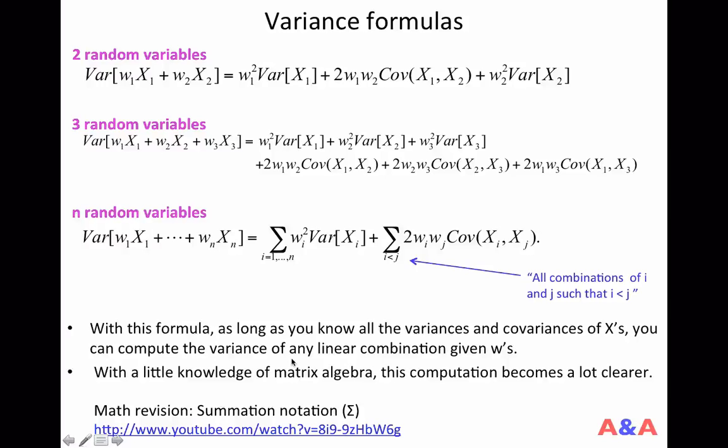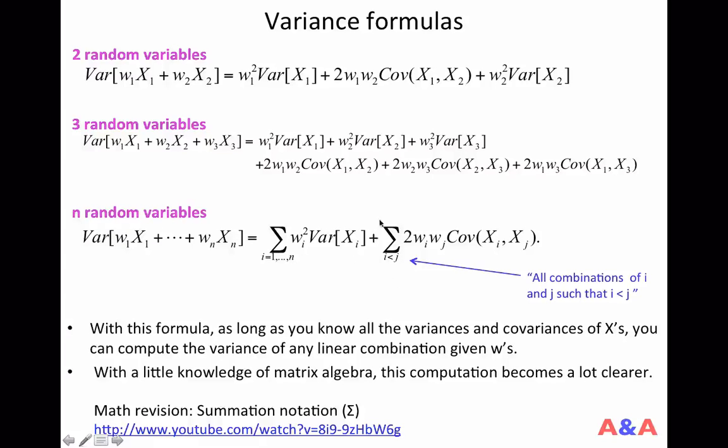By the way, if you are not familiar with this capital sigma, it's summation notation, and there are many good YouTube tutorial videos that explain this notation, so I put just one of them I found here, but you can easily find such videos and study them. It's not very difficult. Basically, this first sigma notation means you should sum up this expression for i equal 1 through n.